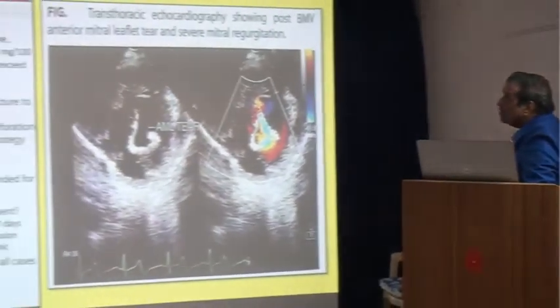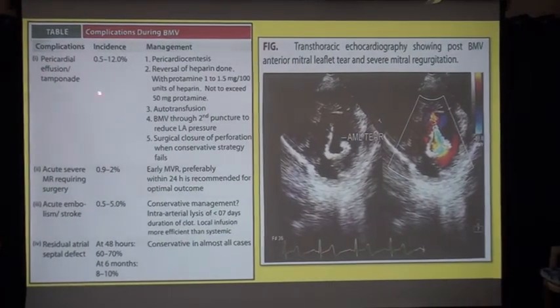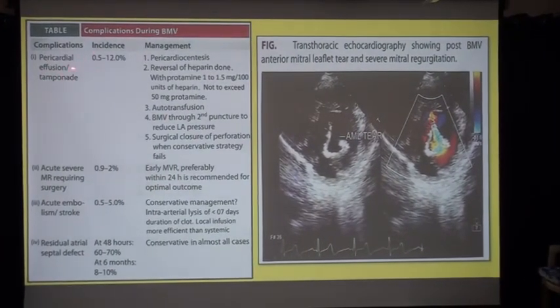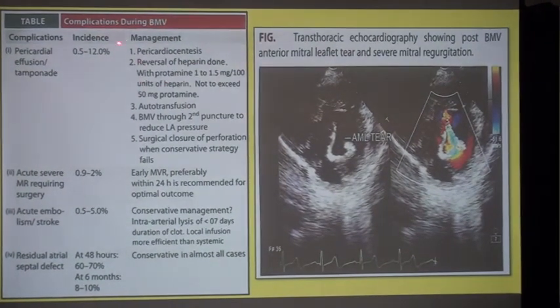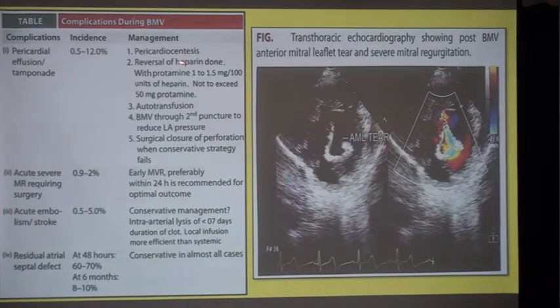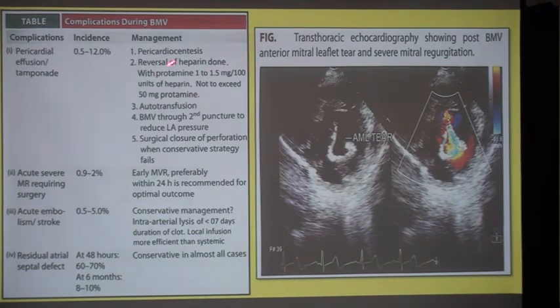So here I am showing you the complications during balloon mitral valvuloplasty. Number 1, pericardial effusion or tamponade. It occurs in 0.5 to 12% of cases. How to manage? Number 1, pericardiocentesis. Number 2, reversal of heparin is done.